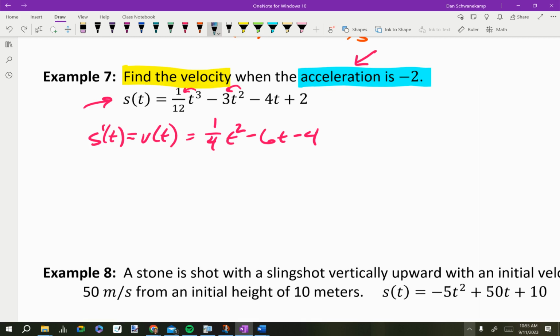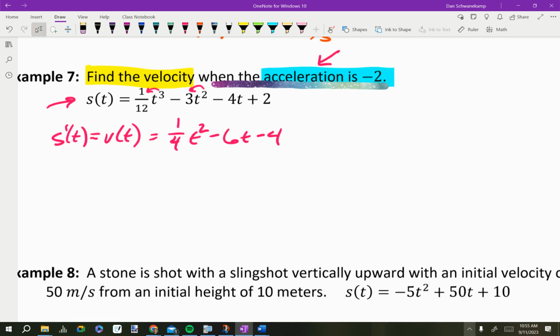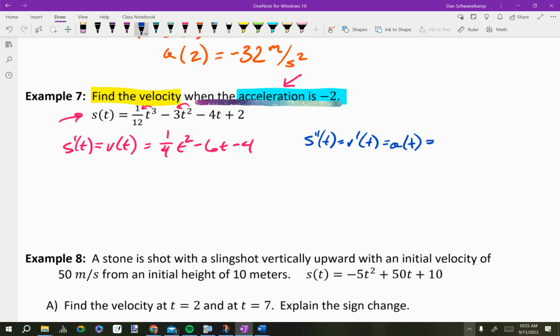Well, I found velocity, but I got to know when acceleration is negative 2. So what else do I need to do now with this velocity equation to figure out when acceleration is negative 2? Do another derivative. I got to find acceleration. So I want to find s double prime of t, or the derivative of velocity, which is acceleration. You don't need to write all of those, but you need to somehow link those together. So I'm going to find that derivative. Multiply by a 2, so it'd be 1/2 t minus 6.